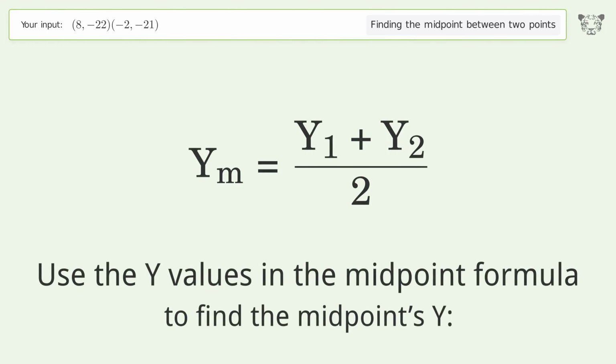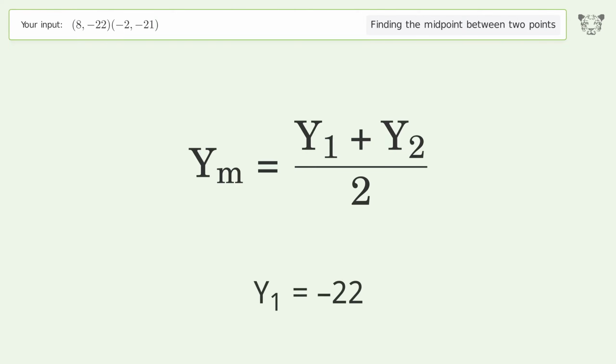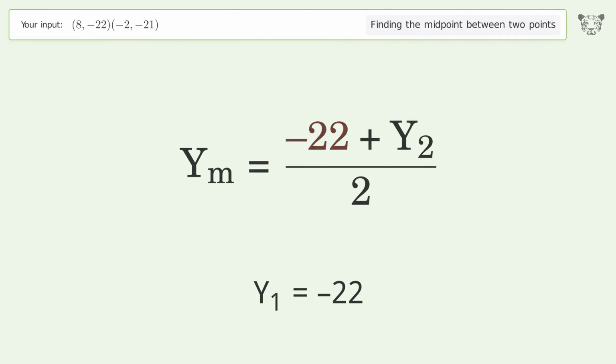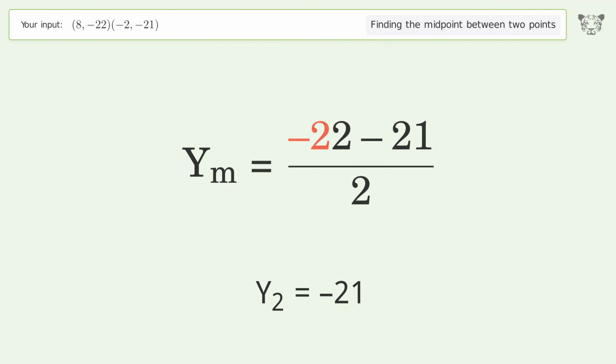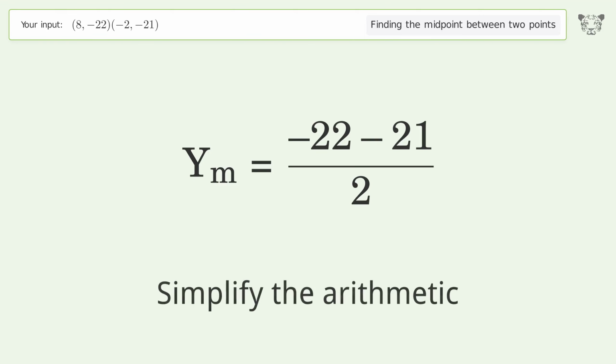Use the y values in the midpoint formula to find the midpoint's y. y1 equals -22. y2 equals -21. Simplify the arithmetic.